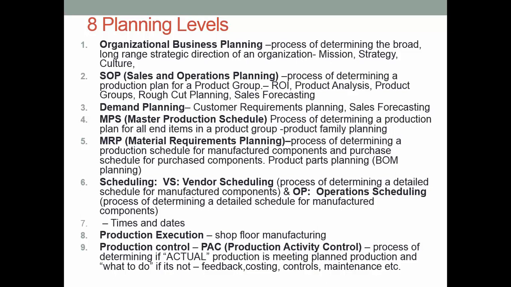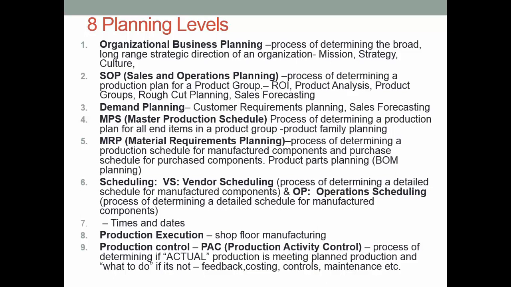So there are 8 planning levels that we need to be familiar with. The first one is the organizational business planning, the process of determining the broad, long-range strategic direction of an organization. Mission, strategy, and culture are typical examples. Your sales and operations planning is the process of determining a production plan for a product group. These might deal with return on investment, product analysis, product groups, maybe rough cut planning, and sales forecasting, which are the typical things that we look at. With demand planning, we look at customer requirements planning, so the actual sales orders, and sales forecasting. So those are the 2 areas for demand.